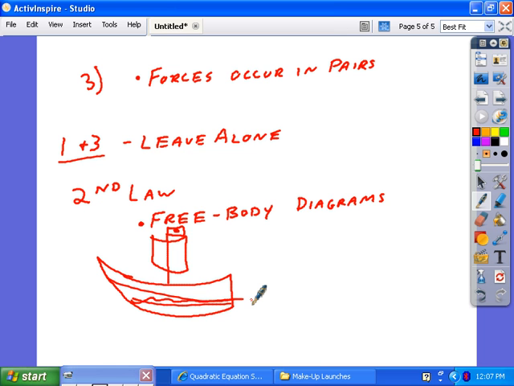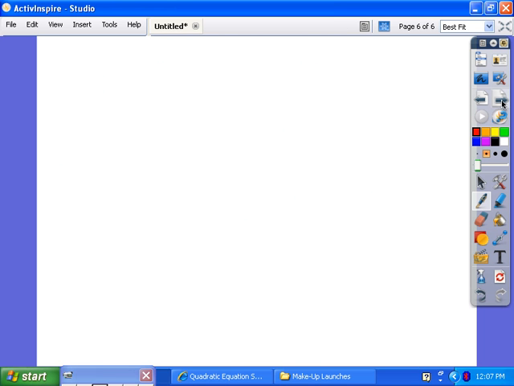If I'm drawing a free body diagram of that boat, that's all I need. If I want to draw it as a base outline, I can draw a base outline so I know what I'm talking about. But it doesn't really matter. The big thing is understanding what forces are acting on it and how they're interacting. Right?